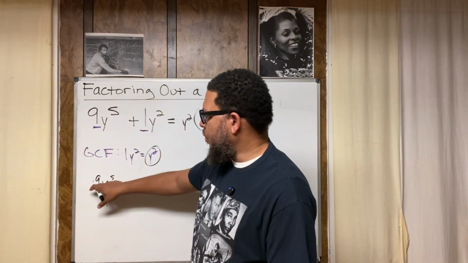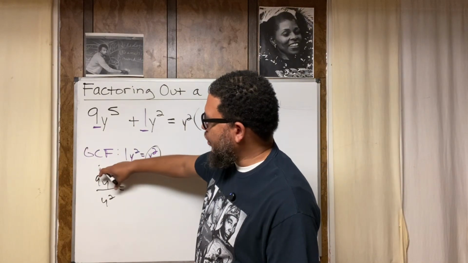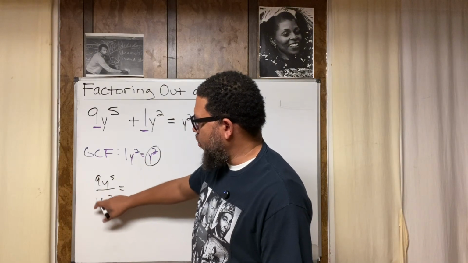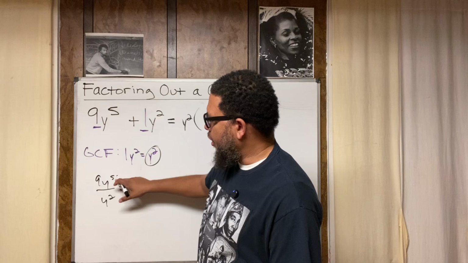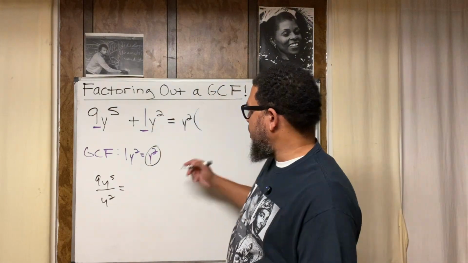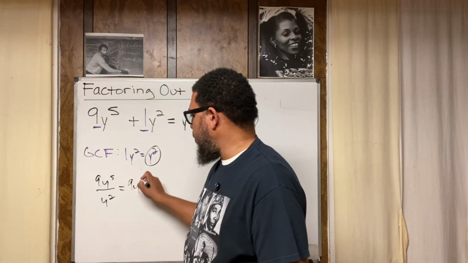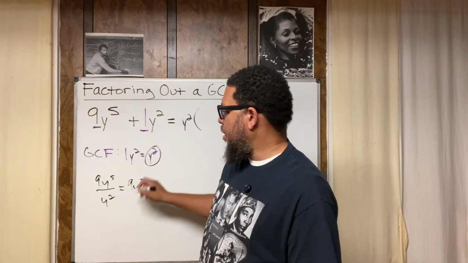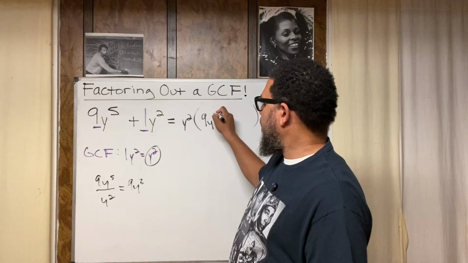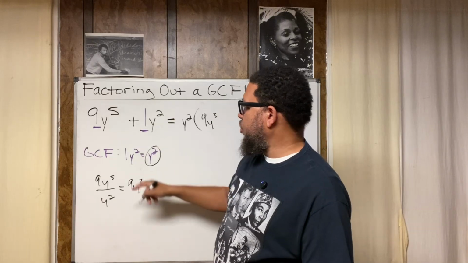But look, what do I do with this 9? The coefficient 9 gets divided by this invisible 1. 9 divided by 1 is 9. And then y to the fifth divided by y to the second is y to the third. So that's 9y to the third. That's what that equals. That's the quotient. Right? Now, where does the 9y to the third go? It goes inside the parentheses. Boom.